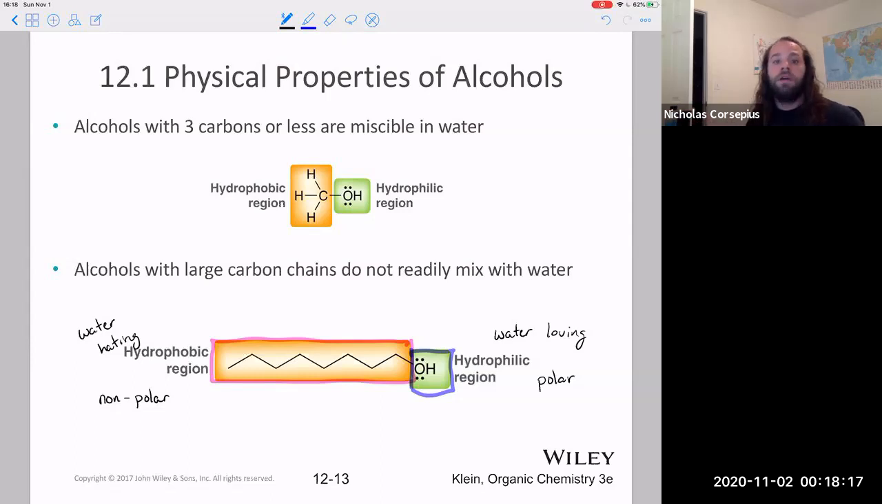So a good rule of thumb is that alcohols with 3 carbons or less will be miscible with water. Alcohols with 4 or more carbons will be, there's a little cutoff zone, like butanol is slightly soluble. And then you get to pentanol, hexanol, etc., and those are completely immiscible.